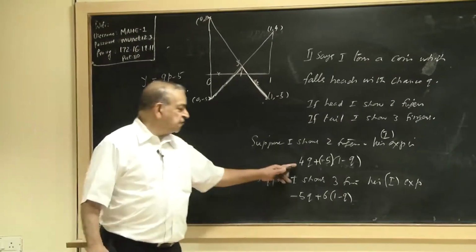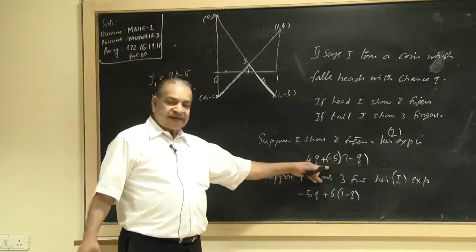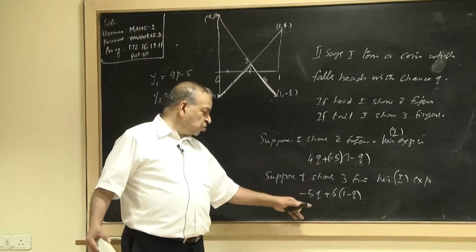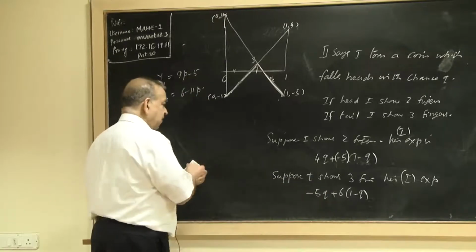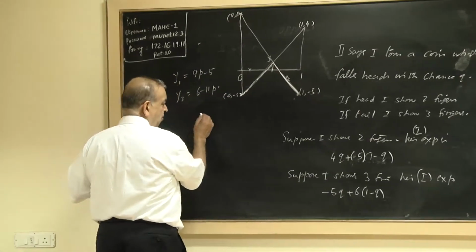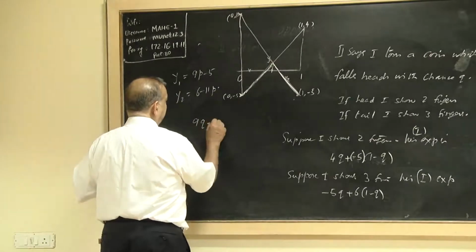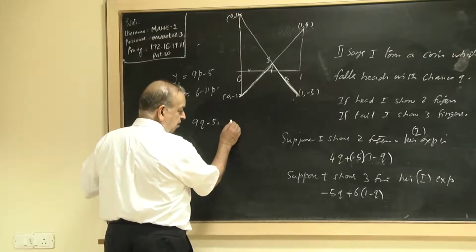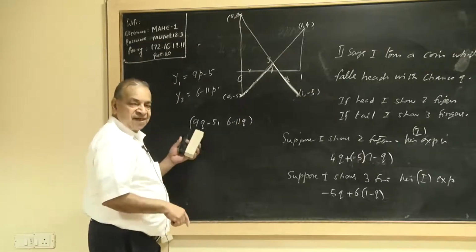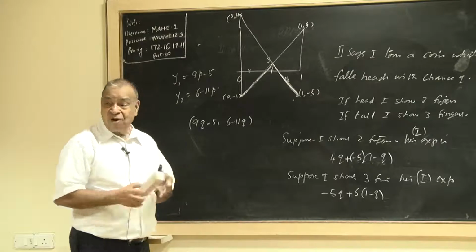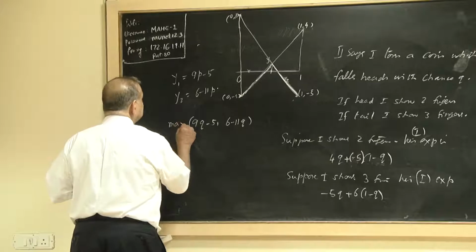So these are the 2 numbers which are at the disposal of player 1. He can show 2 fingers and collect so much in expectation. He can show 3 fingers and collect so much in his expectation, which is equivalent to 9Q minus 5 or 6 minus 11Q. Okay, it's either this or that, but player 1 would like to collect the maximum, so he would choose the maximum of this.